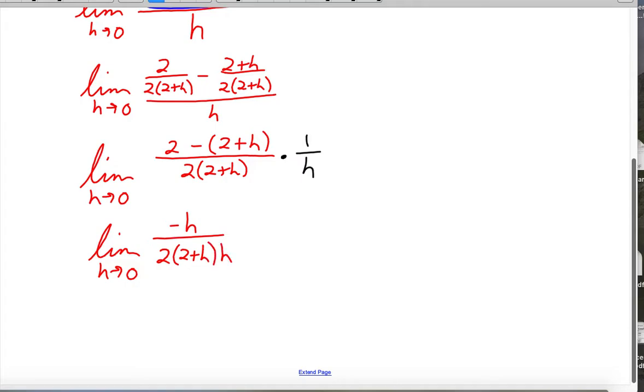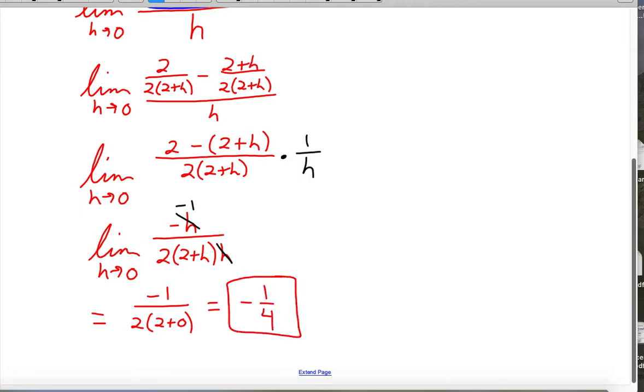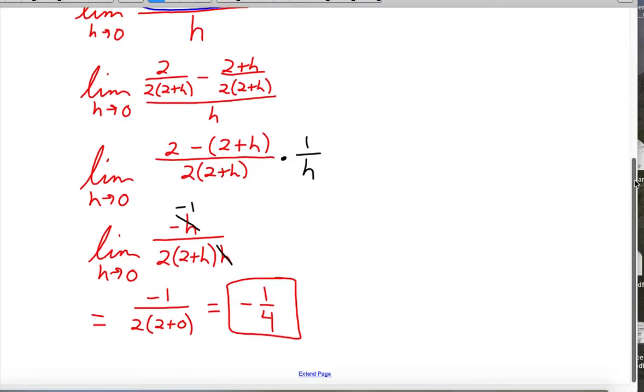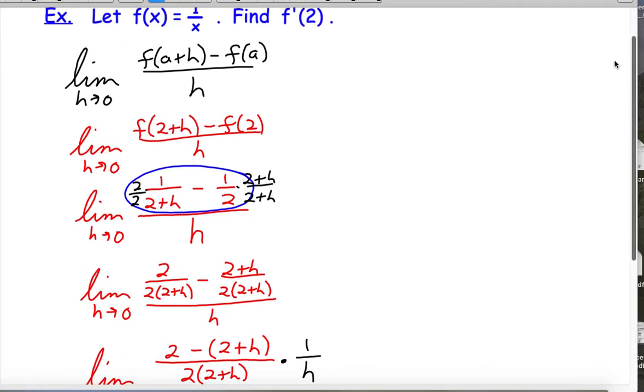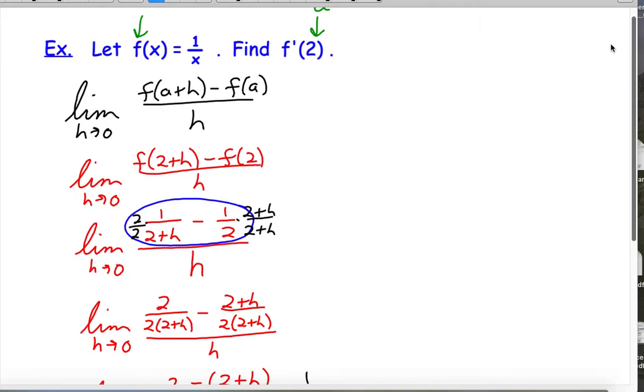Now I can't plug in 0 to evaluate the limit, because I've got to divide by 0. But I can cancel negative h over h, which simplifies to negative 1. And now I can plug in 0. And so I'm going to get negative 1 over 2 times 2 plus 0, which is negative 1/4. And so that is the slope of the tangent line to the y equals 1 over x graph at 2.